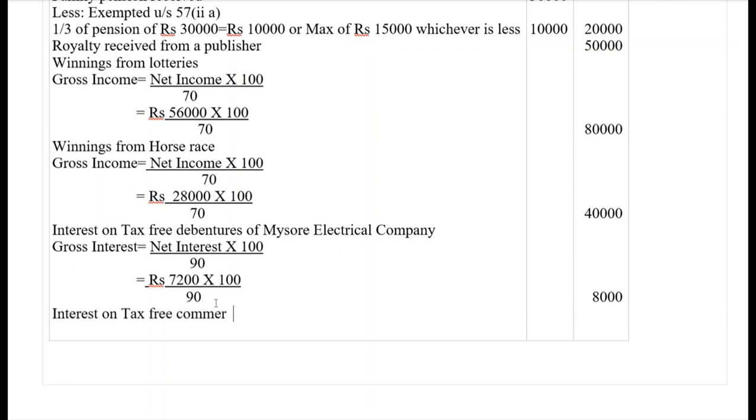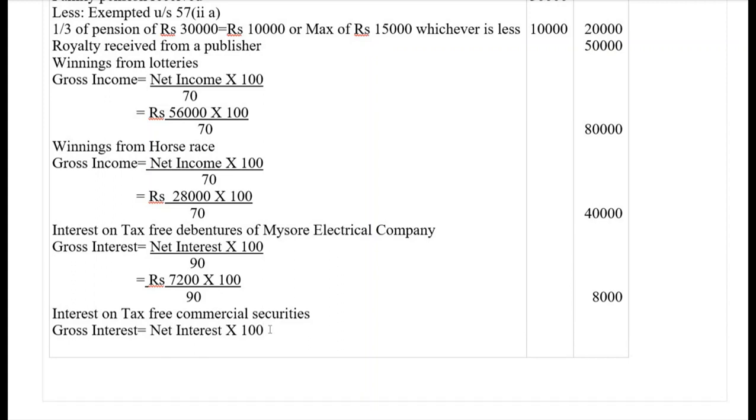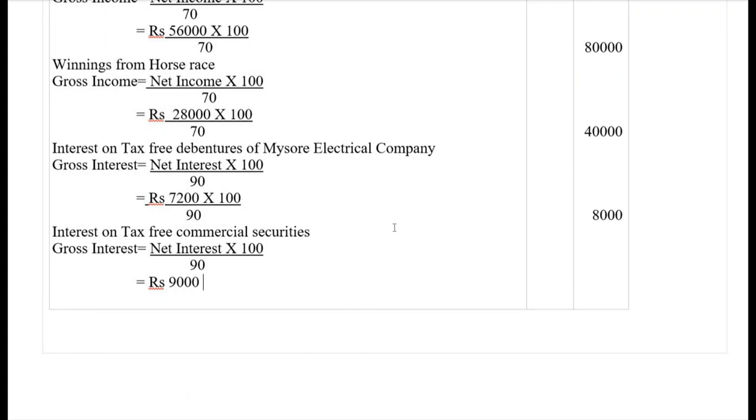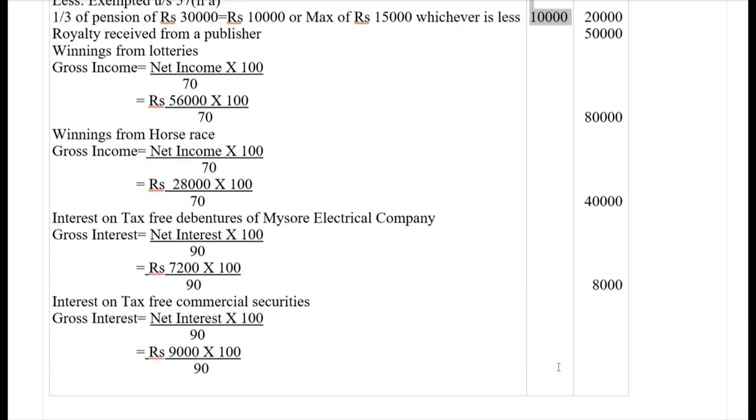tax-free commercial securities. That is again we need to gross up here as it is tax-free. So which is given as 9,000 here. So gross interest equals net interest multiplied by 100. The rate of TDS remains the same here, that is 10%. So 100 minus 10 comes to 90 here. So let's substitute the values in this formula: net interest is given as rupees 9,000. So 9,000 multiplied by 100, divided by 90 only. So the interest here is 10,000.